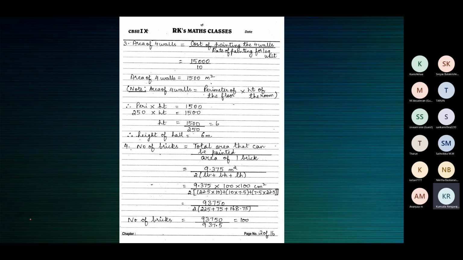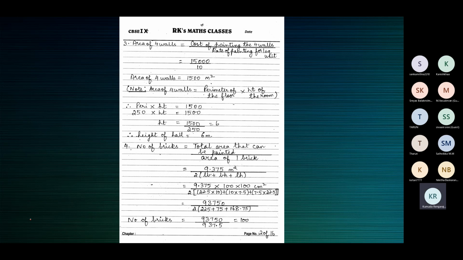So in question number 4, we don't have to find the area that can be painted with the paint, because that's given straight away. What total area can be painted with the paint is given. The volume of the paint is not given. Whether there is 1 liter of paint, 2 liters of paint, that is not given. But how much area can be painted? 9.375 meters square.